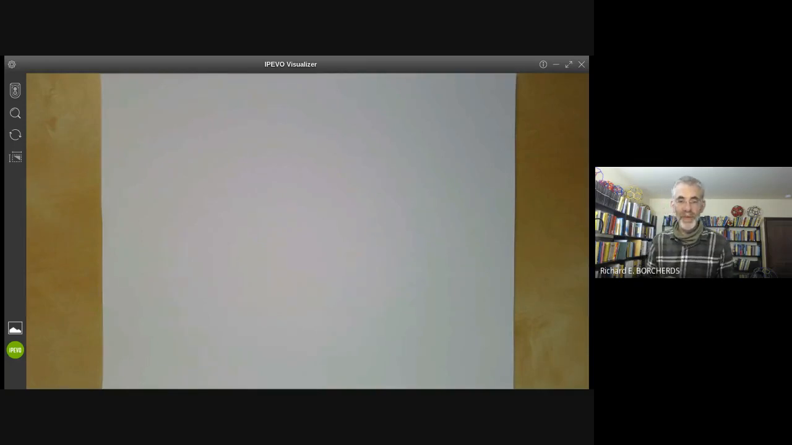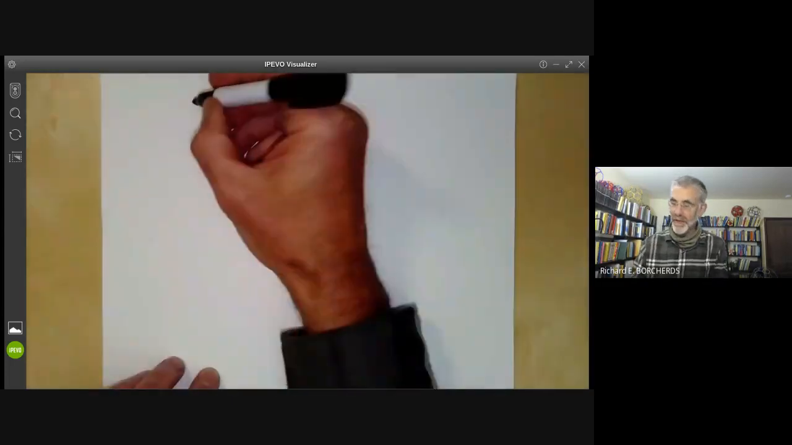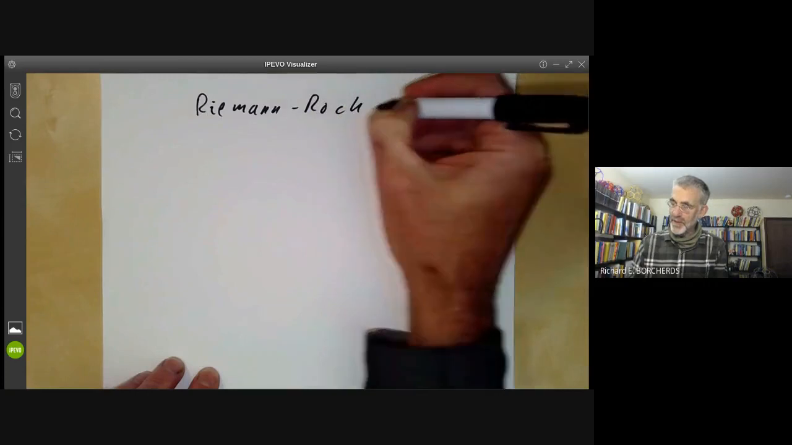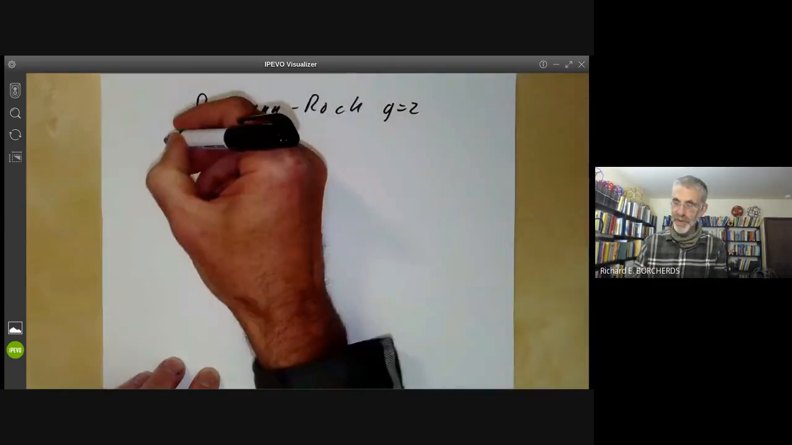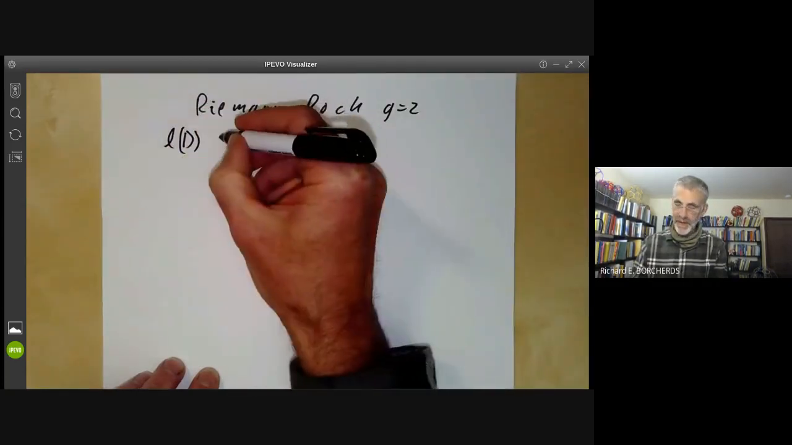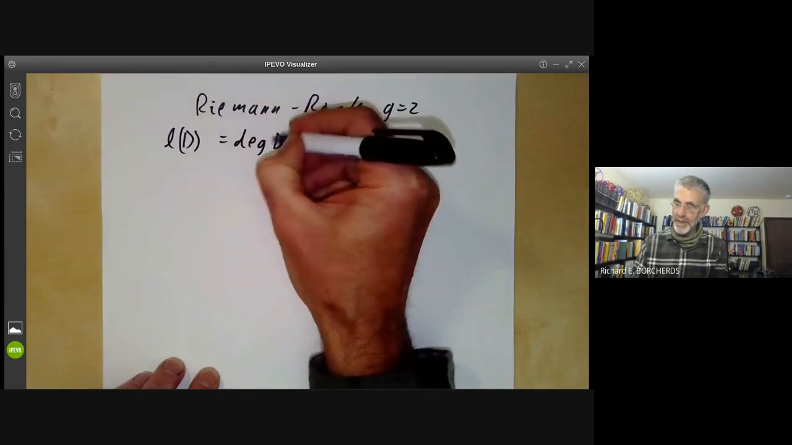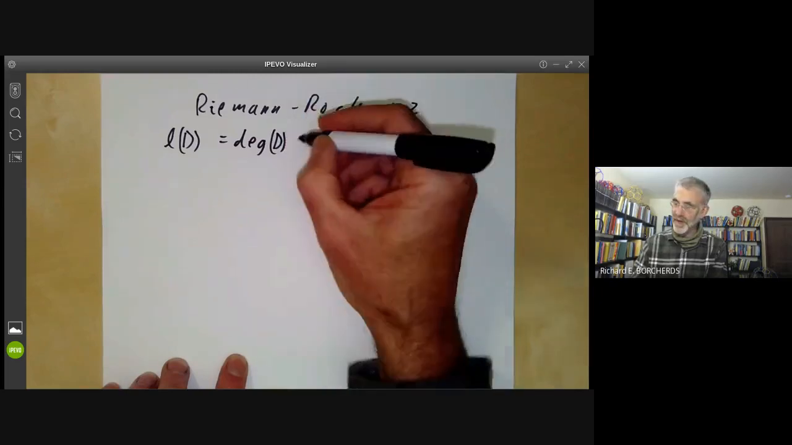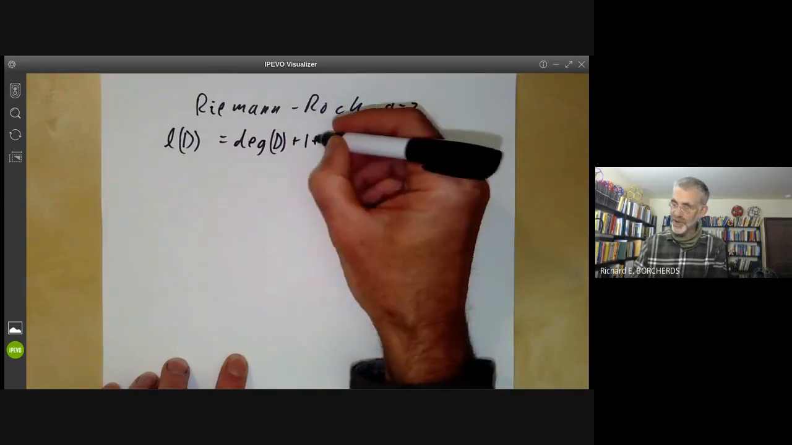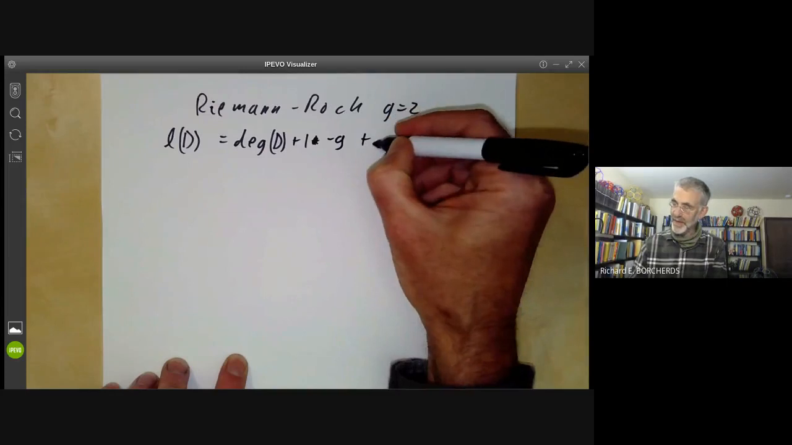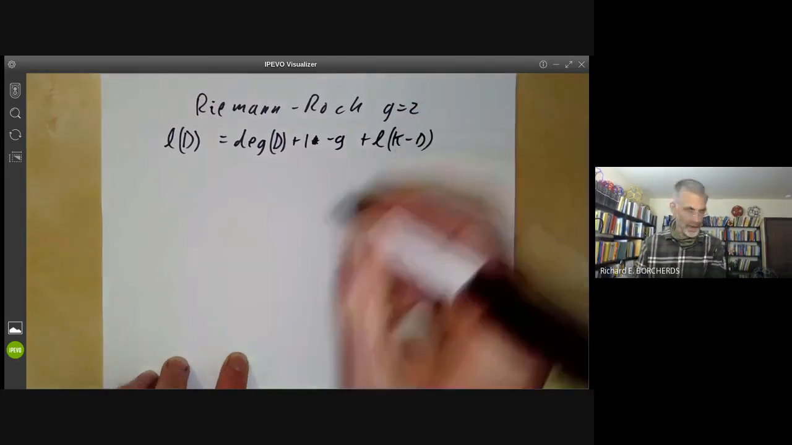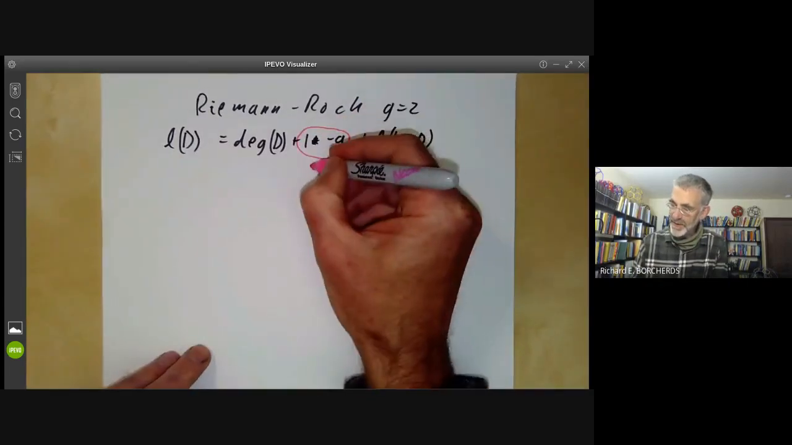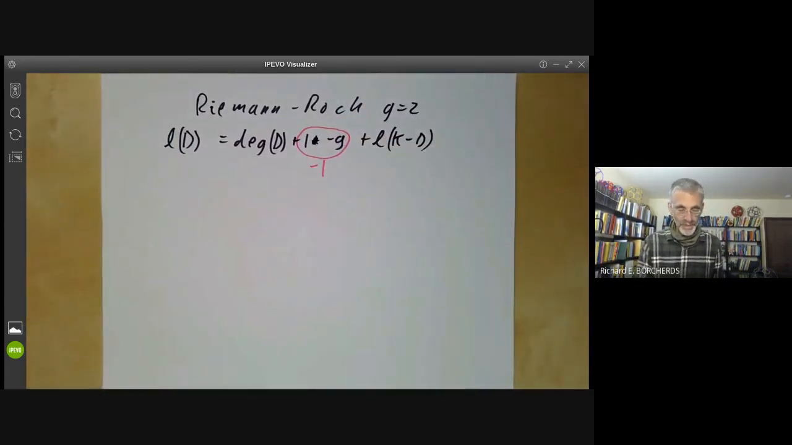This talk will be about the Riemann Roch theorem in the case of genus 2 surfaces. So, when g is equal to 2, the Riemann Roch theorem states that the dimension of the space of functions with poles only on D is the degree of D plus 1 minus g plus L of K minus D. And of course, since g is 2, we can replace this term by minus one.